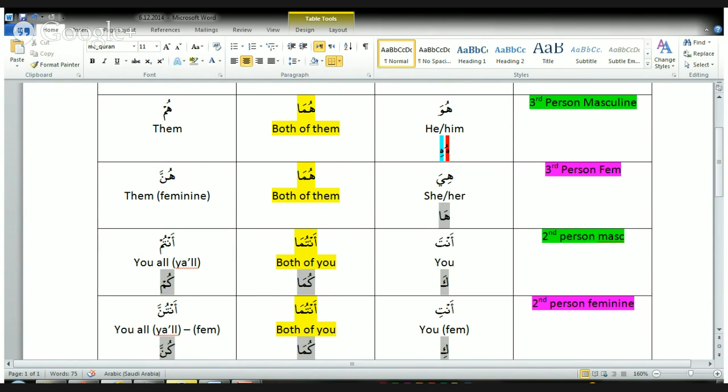Now let's start from the beginning. Huwa, huma, hum. Hiya, huma, hunna. Anta, antuma, antum. Huwa, huma, hum. Hiya, huma, hunna. Anta, antuma, antum.